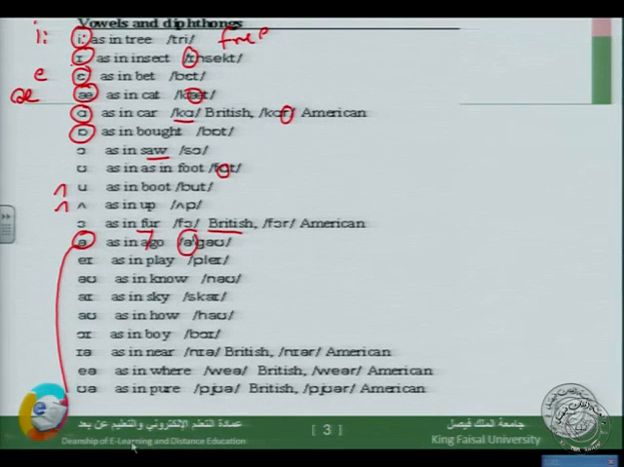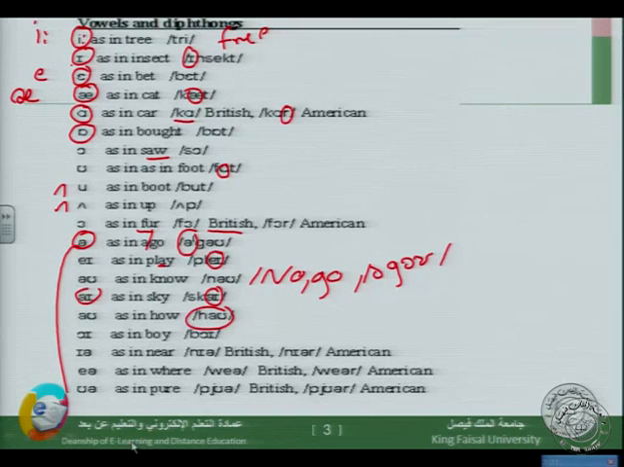Also, these are diphthongs now. We said diphthongs are where we combine two vowel sounds together. For example, play, notice how it is written. Play. Then go, no, ago. Then I, like the word fly, sky. Then ow, how. Then oi, boy. Notice how the oi is written.